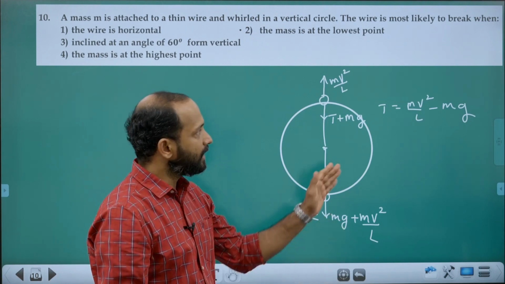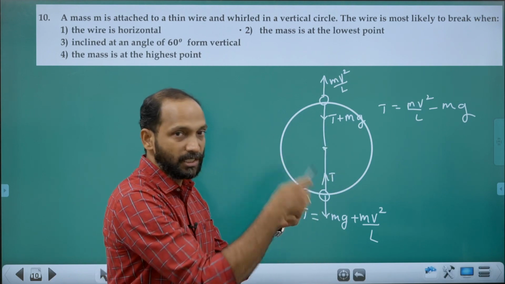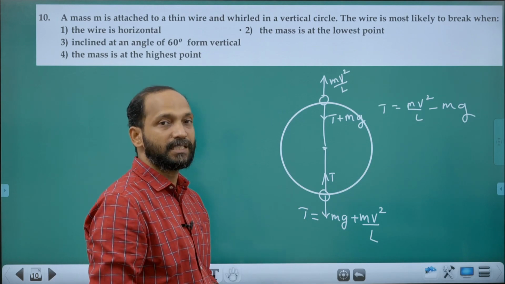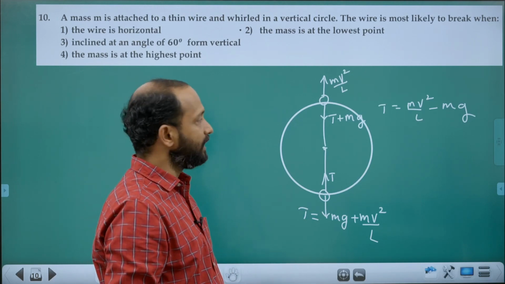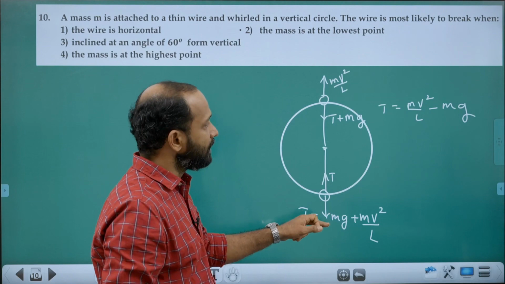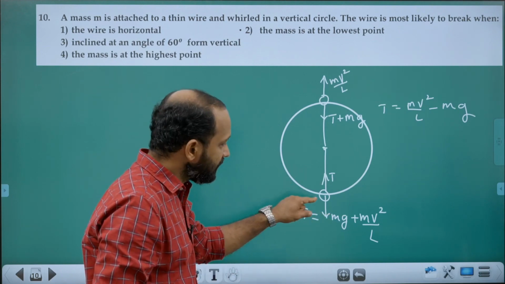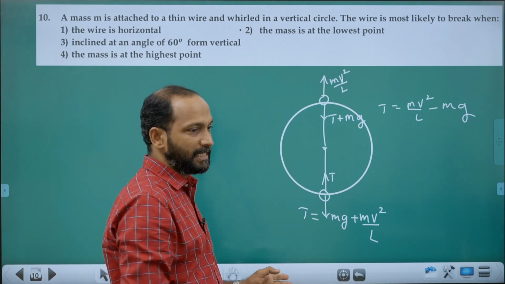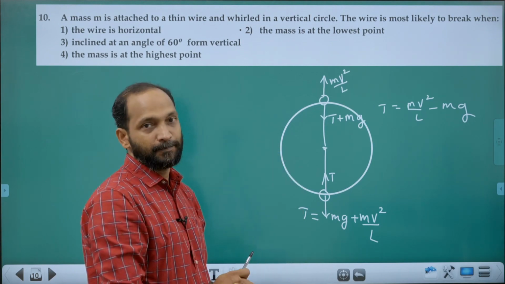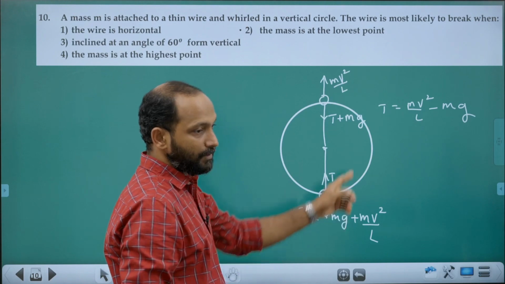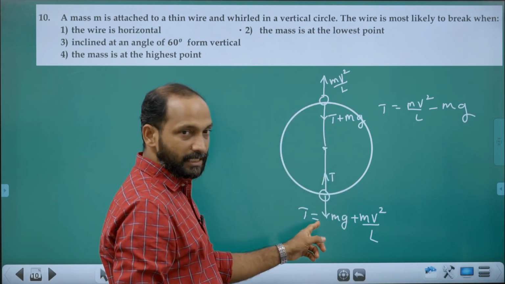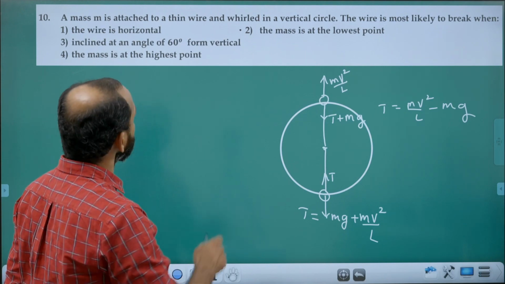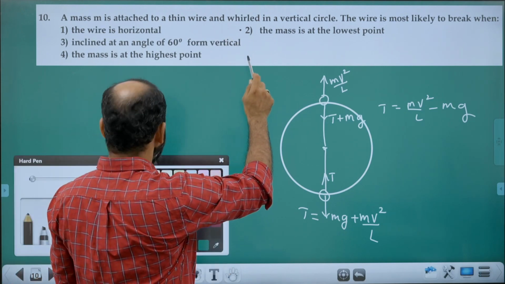I was telling only about uniform circle. Okay, it was moving with constant speed. If the speed is varying, like vertical circle looping the loop, that's another case. Then the speeds may be different. Then also the speed at the bottom will be greatest. Here it may not be that case because it is not mentioned. It is whirled with constant speed, then also tension is maximum at the bottom. So the correct answer is option B.